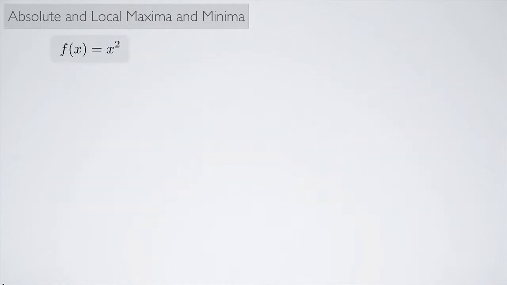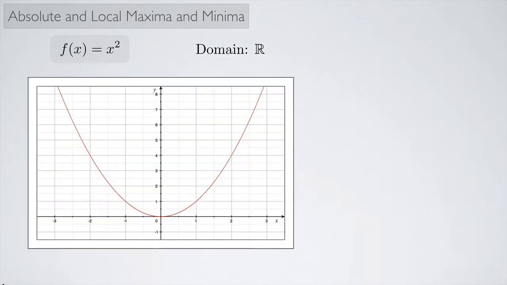So let's look at the function f of x equals x squared. And the domain will be all real numbers. So here's a graph of this. This is just the regular old parabola that you've seen a million times before. And we notice that this has a minimum at x equals 0, right down here at the bottom. And we also notice that there is no maximum. Since the domain is all real numbers, we know that this keeps going up and up and up forever and ever and ever on both sides, and there's never a maximum value because it just keeps going.